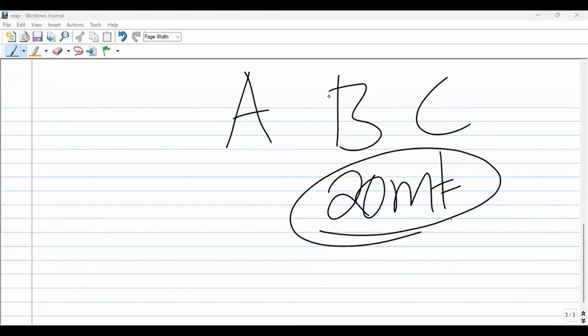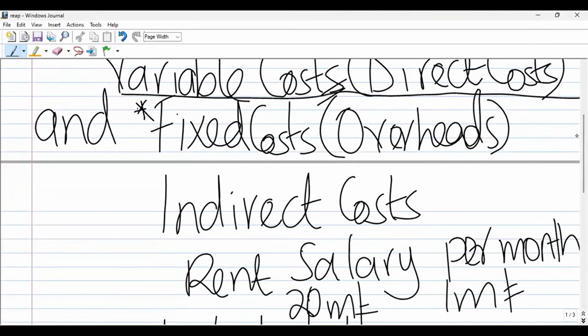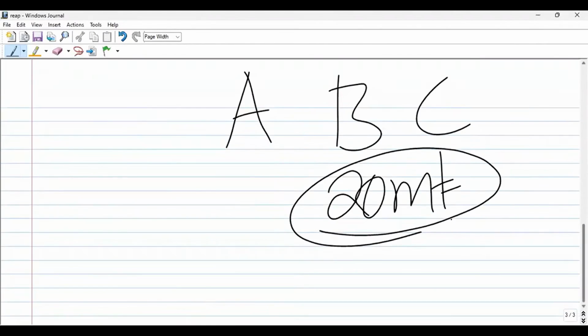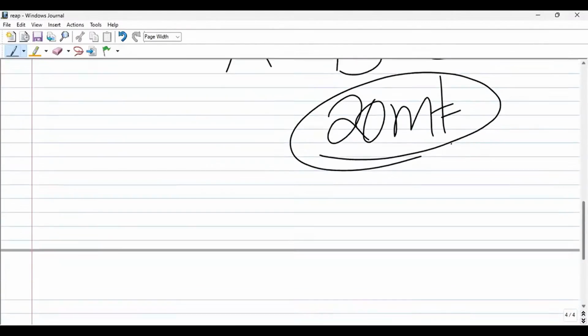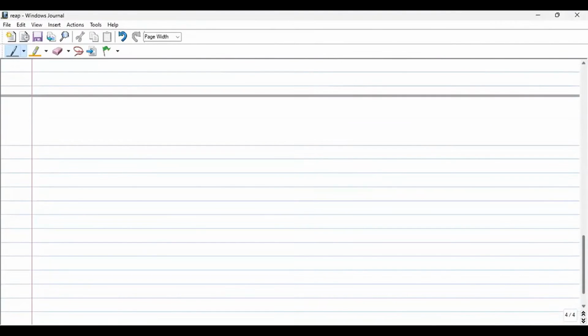So that's why under costing systems, we had to come up with methods that we can use to deal with the overheads. So we write that there are two methods used in apportionment of overheads.